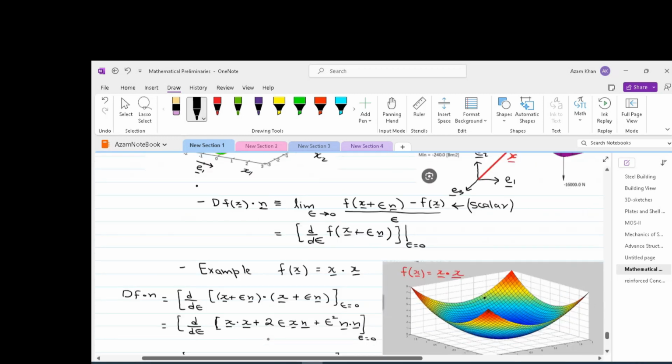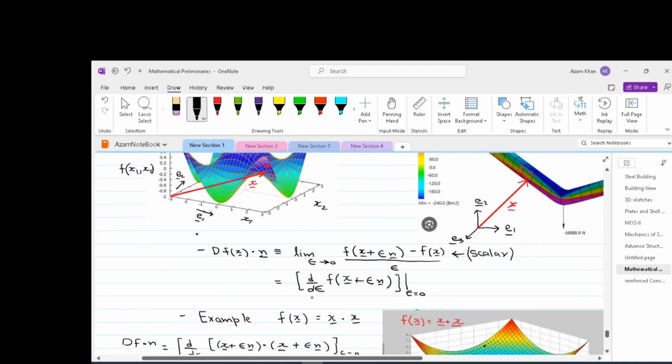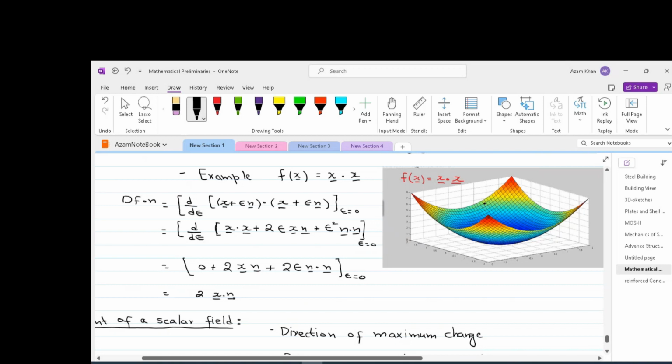Please note that the final value is always a scalar, as is written over here. Since this is a dot product of two vectors, that will result in a scalar quantity. The directional derivative of this function corresponding to a particular direction n is equal to 2 times x dot n. Now from this directional derivative, how can we find out the maximum rate of change?